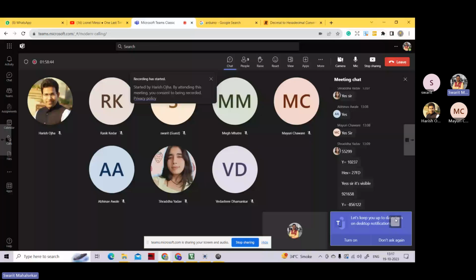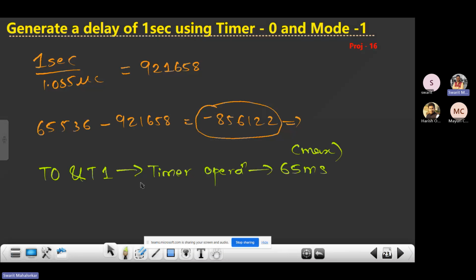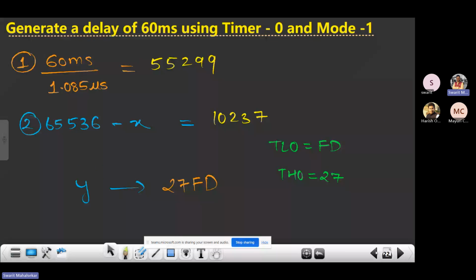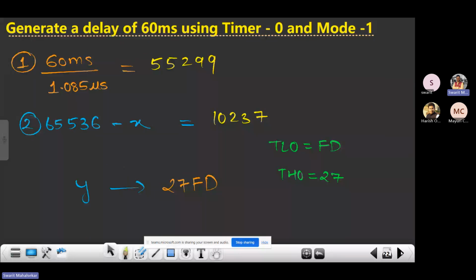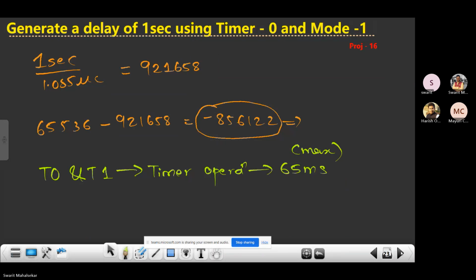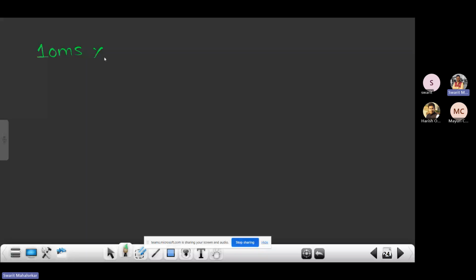Okay, so I'll reveal this. Now we have a drawback that we cannot create a delay greater than 65 milliseconds. But what we can do is create a delay of 10 milliseconds. So we can use this 10 millisecond delay over here. How? Just have a look. We can use n cycles of 10 milliseconds to create a delay of 1 second.